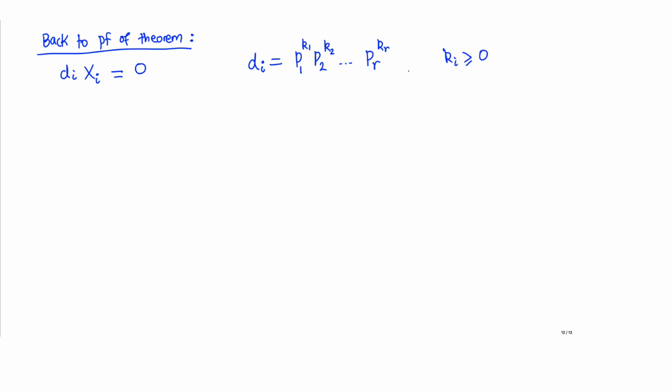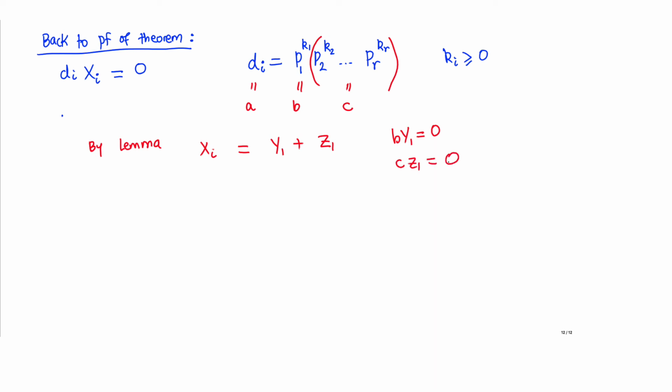Now what does this imply? Now let's use the lemma. By the lemma, I'm going to first split this di into two pieces. I will look at p1 to the k1 and the rest. To apply the lemma, I will think of this as my a, this as my b, and this element as my c. Remember, b and c are relatively prime. a is a product, and a, which is di, kills xi. So by the lemma, what can I do? I know that xi can be split into two pieces. I can write it as, let me just call it for now, y1 plus z1. y1 is killed by b, z1 is killed by c. So I split into two pieces.